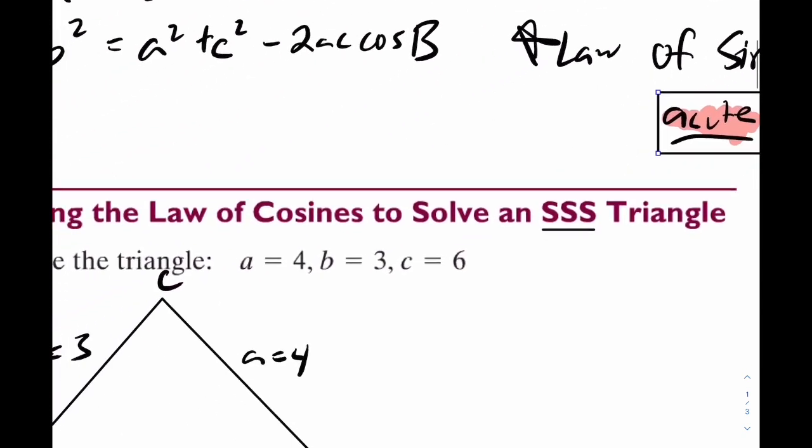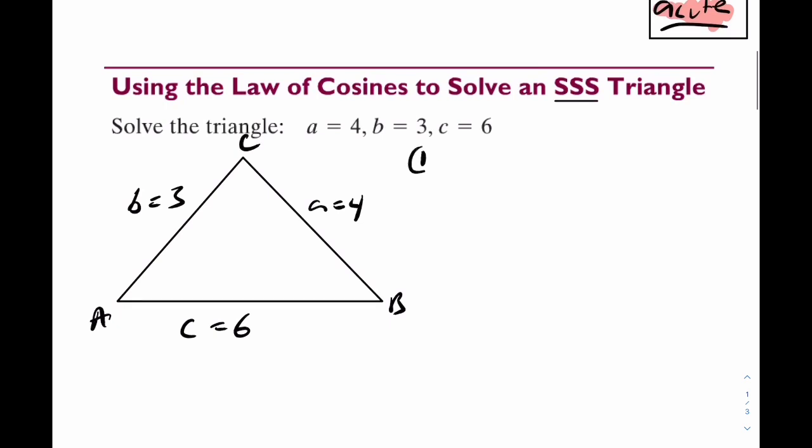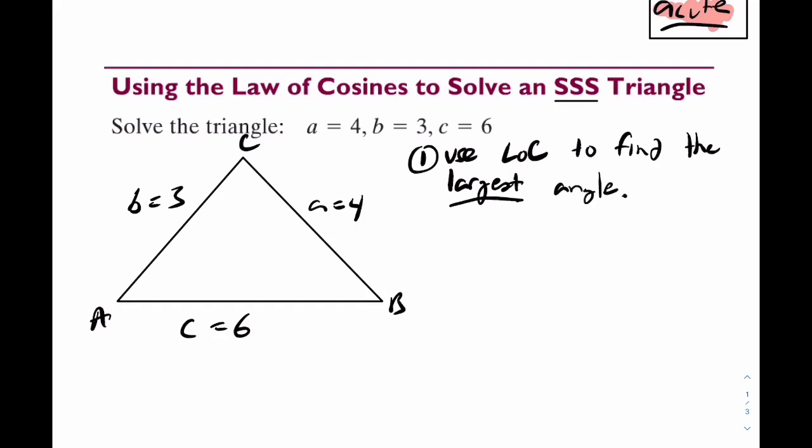Knowing that, when we come to this triangle, this is going to be our first step. We're going to use the law of cosines to find the largest angle. It's very important because if the law of cosines can find anything, let's use it to find the one that the law of sines has a hard time finding. So again, we're going to use law of cosines to find the largest angle.